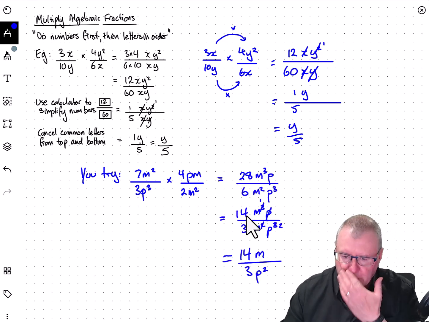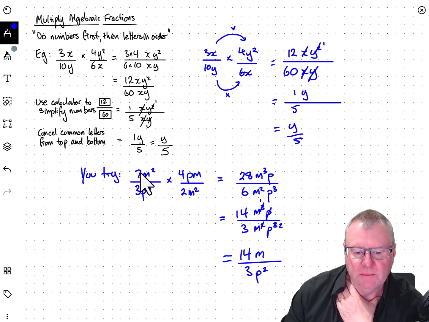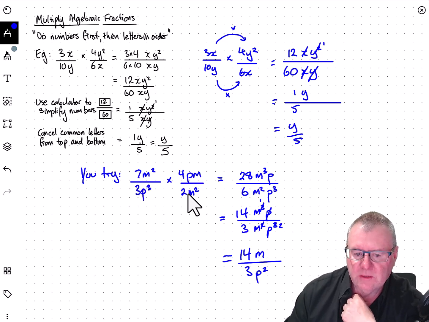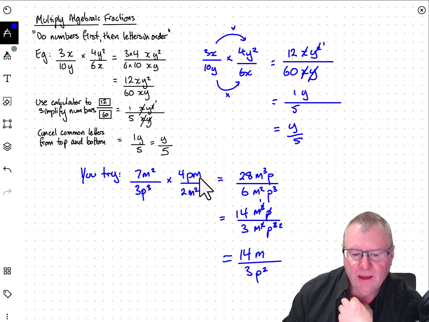Alright, let's walk you through the solution. Do the numbers first across the top. 4 times 7 is there's my 28. 3 times 2 is where the 6 comes from. The letters, I've got M's and P's, so I'll put them in alphabetical order. There were 2 M's here and 1 M here. That's where the 3 comes from. And there was 1 P. So on the top, I've got 28 M cubed P.